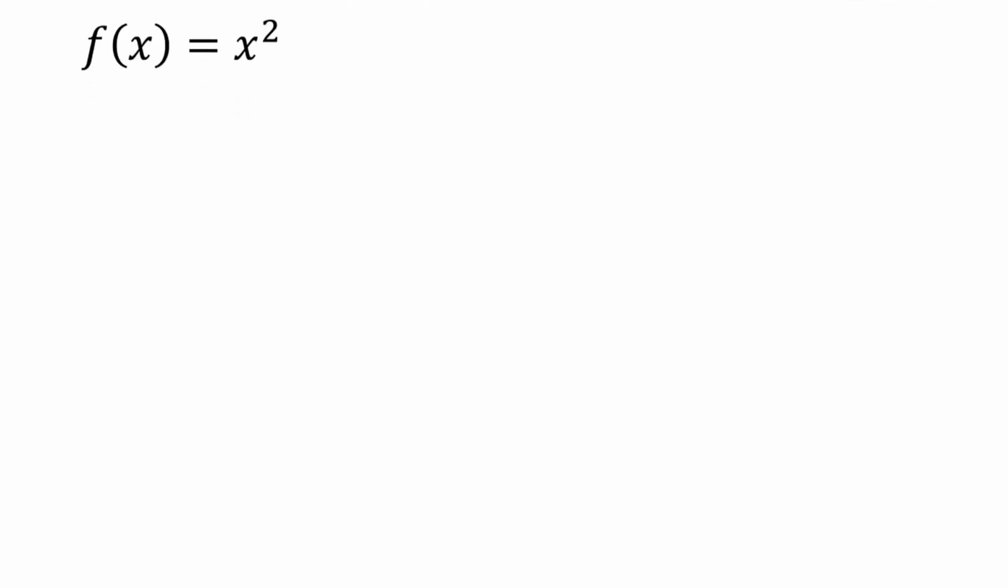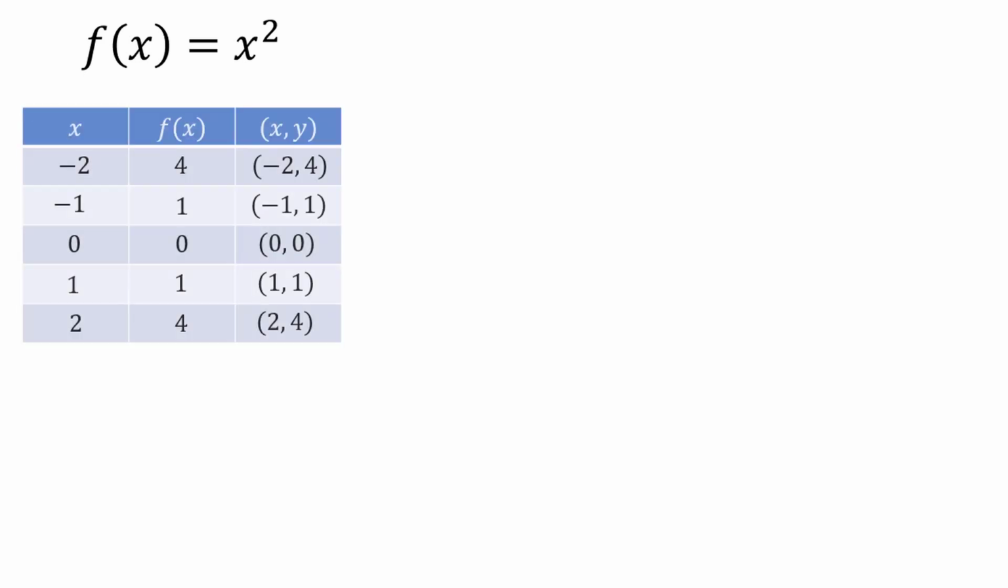Now, not all functions have an inverse. Consider the function f(x) = x². If we were to make a table of inputs, we could have these values: -2, 4; -1, 1; 0, 0; 1, 1; and 2, 4. We could have more points, but this is enough points to see the idea.